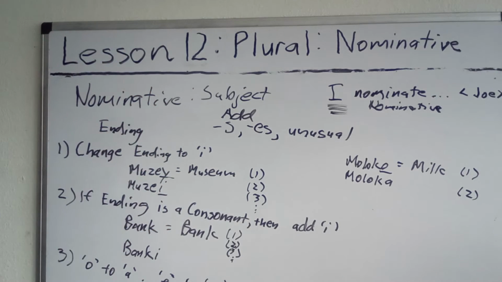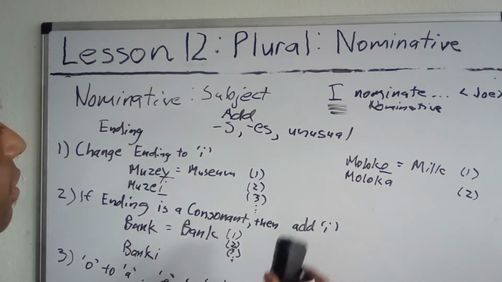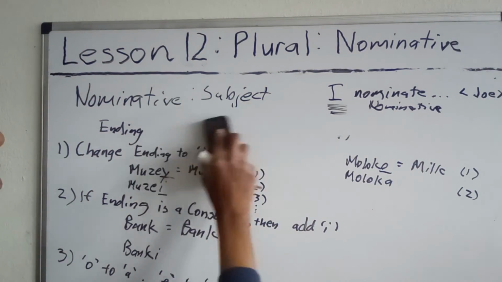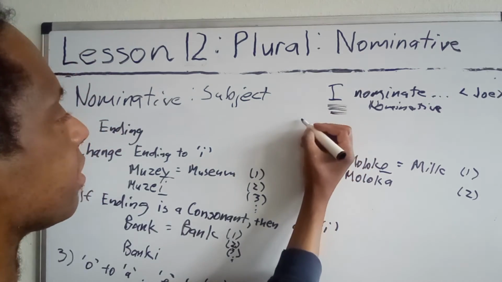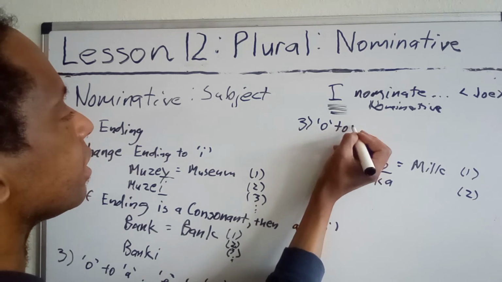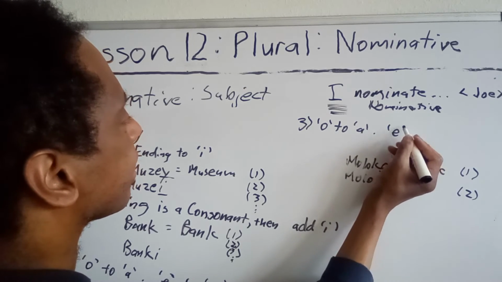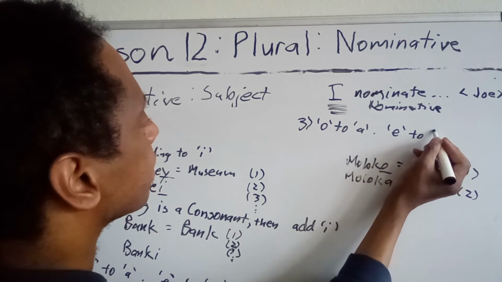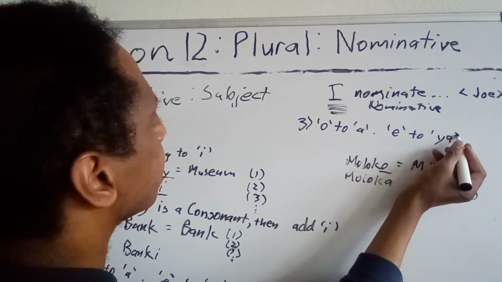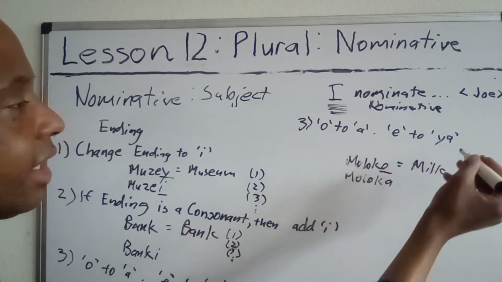You can barely see the beginning of it. O to A. So let's get rid of this because we know English. Let's write this up here: O to A, E to Ya. Okay. O to A, E to Ya.